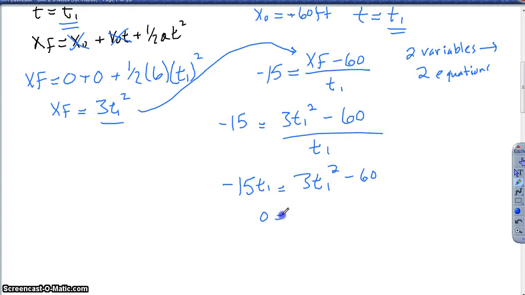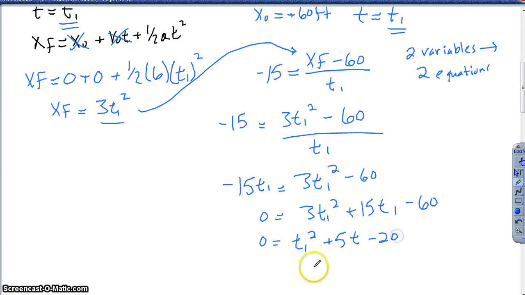When I get everything to the same side, and I put it in standard form just to make it easier for me, I get a quadratic that looks like this. Obviously, yes, you could divide everything by 3. So I get t1 squared plus 5 t1 minus 20. And then at this point, it's just a quadratic, so I can either try to factor it, which unfortunately doesn't factor, or I just use the quadratic formula.